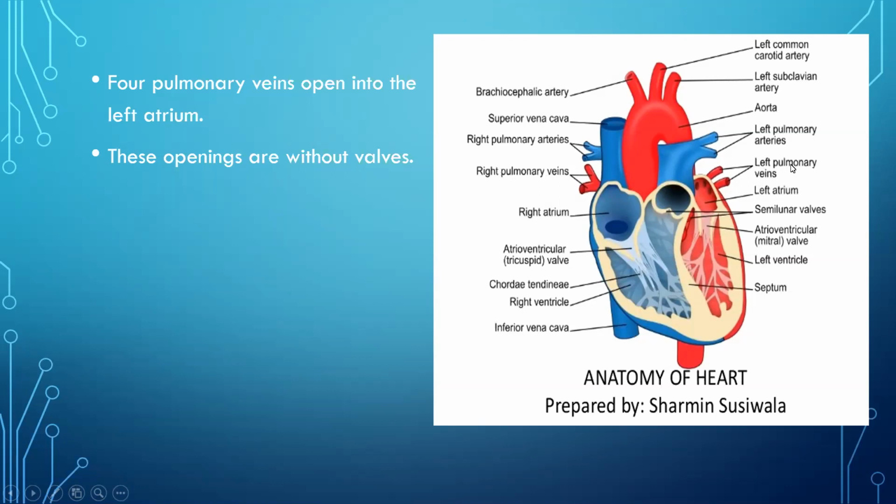Now these veins remain connected to the lungs, and because they are connected to the lungs, they bring oxygenated blood. So the left pulmonary veins remain connected to the left lung, whereas the right pulmonary veins remain connected to the right lung. So it is said that four pulmonary veins open into the left atrium, that is, the left auricle.